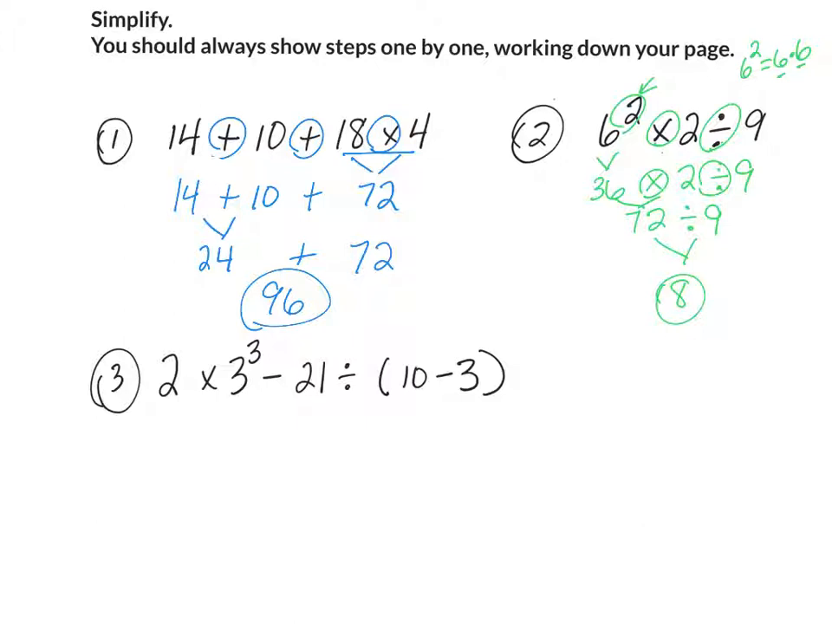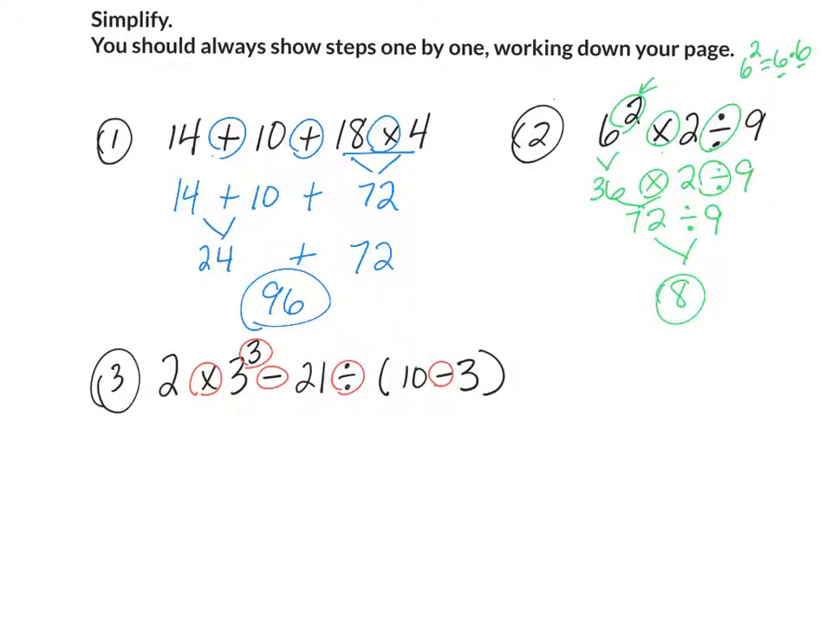In my last example, I've got quite a few steps I need to follow here. I have multiplication, I have an exponent, which of course is also multiplication, but a special type. I have subtraction, I have division, I have another subtraction, and I also have some brackets. So, my goodness, what do I do first? Let's take a look and think about our order of operations.